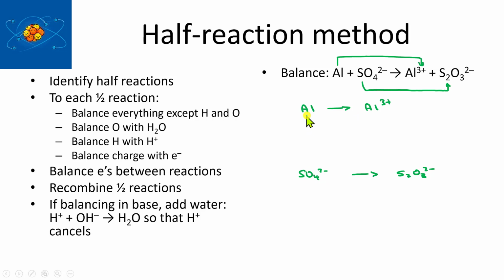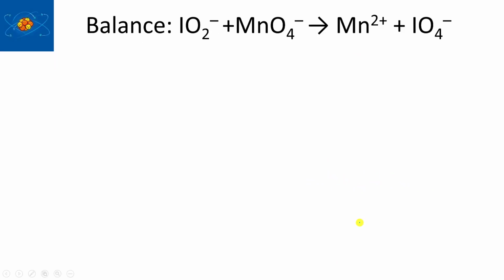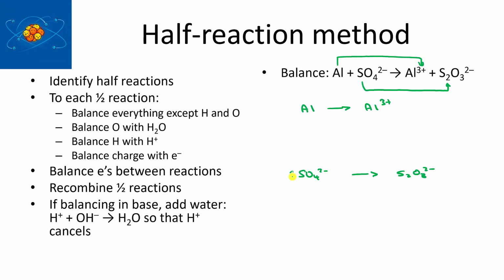Now, in the case of aluminum, there's nothing to do. But in the case of sulfate, the thiosulfate, I have to balance the sulfurs, and so that means I'm going to have to drop a 2 right here. And that'll balance the sulfurs. And we're not worrying about the oxygens and the hydrogens until after we do that step.